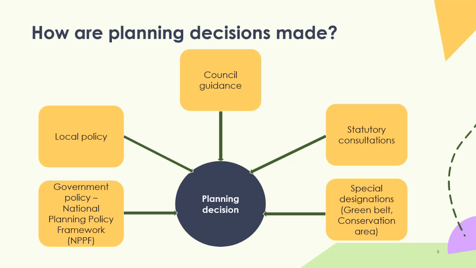There will be statutory consultations, and then you've got those special designations. If it's in a conservation area, or if it's a listed building, the conservation area officer will need to get involved and feed into the planning decisions. So overall, there are quite a few people that come into reviewing planning decisions, and that's why it takes a little bit of time.